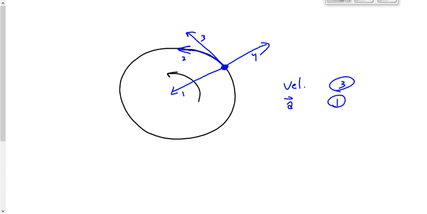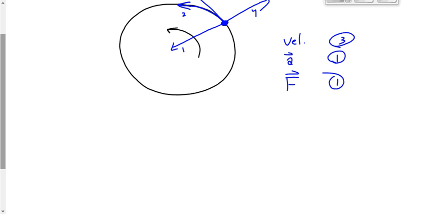What about the force? Which way is the force pointing? Well, if the acceleration is pointing towards the middle of the circle, which is number 1, then the force is going to point toward the center of the circle as well. That's going to be number 1 as well. Number 2 would simply represent the path of the particle. It's not the velocity. We could say it's the speed, I suppose. Number 4 doesn't really represent anything because nothing is really pointing outwards, not in terms of a real force, at least.